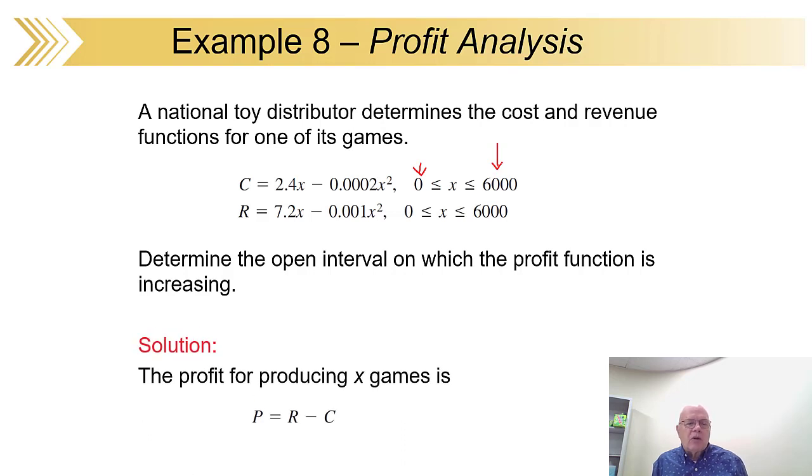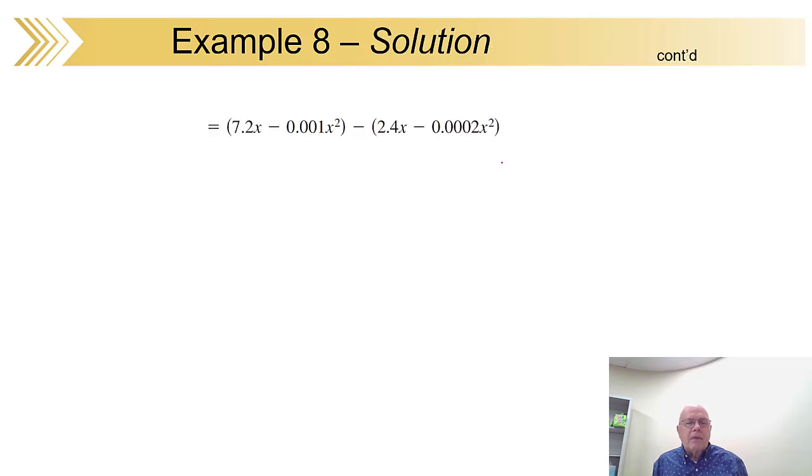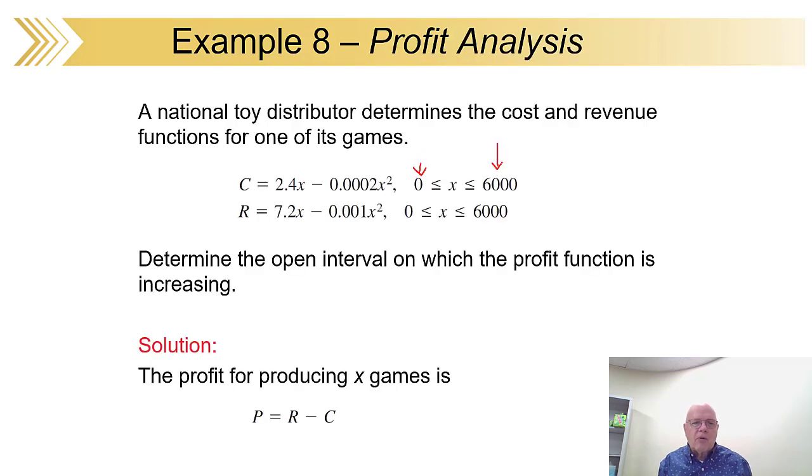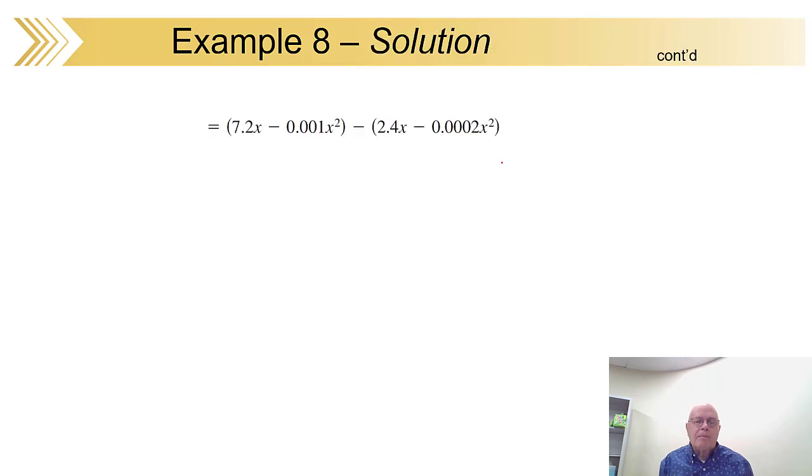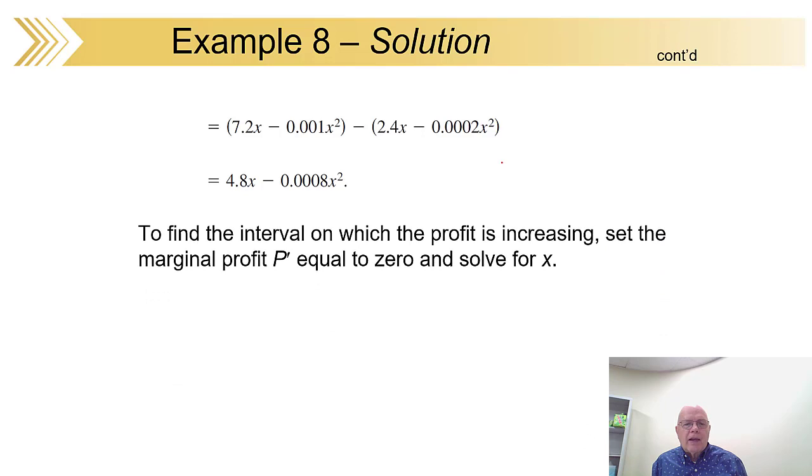So the profit equals revenue minus cost. There you go. Put those two functions together. Remember what they were? There they go. Revenue minus cost. Not cost minus revenue. Revenue minus cost. There we go. That's the profit function. Simplify that. And then what?